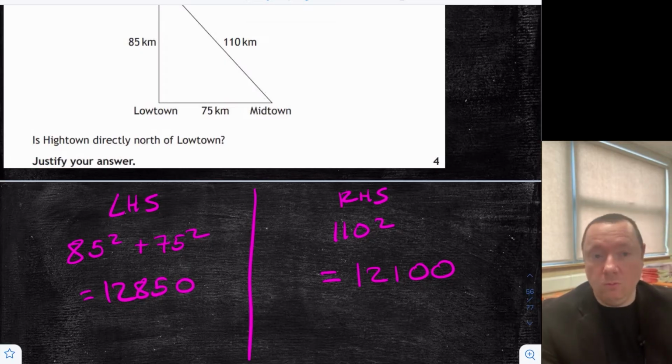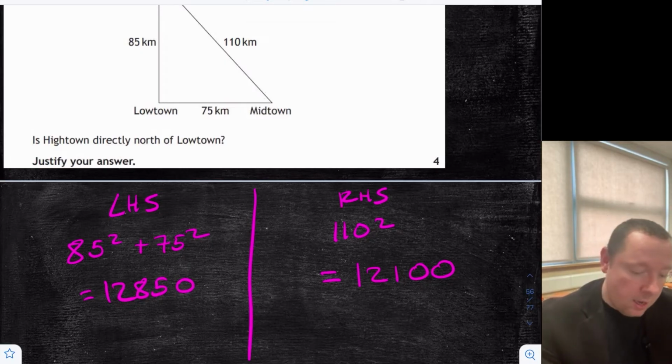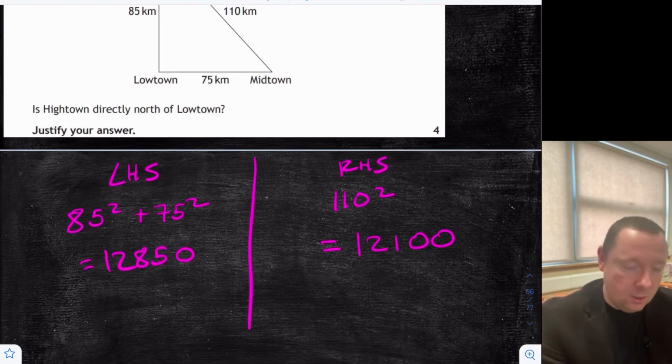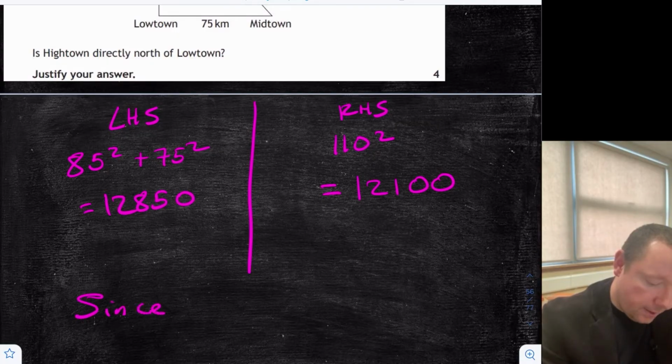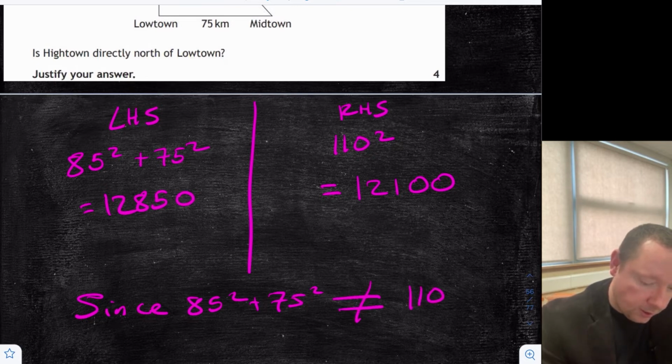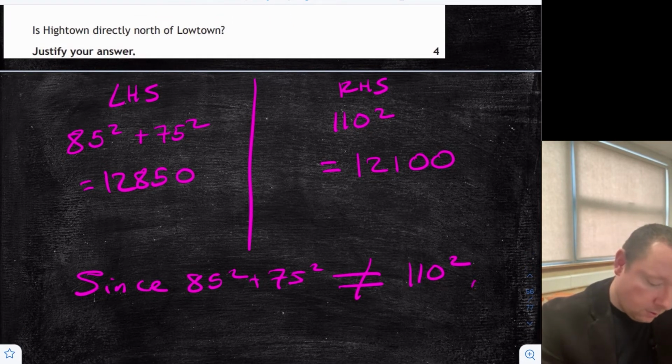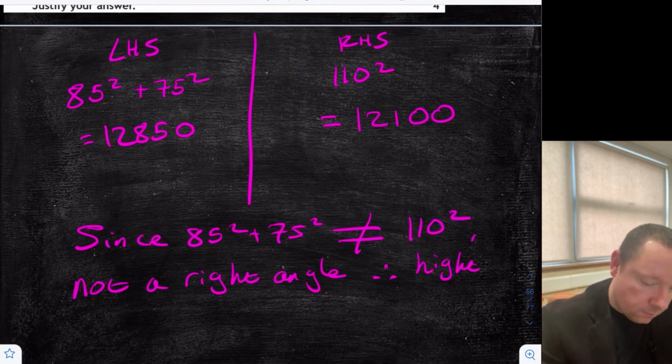Now, they're not equal. So then you can compare and say, well, if this plus this equals this, it is a right angle. But if this plus this does not equal this, it is not a right angle. So we just have to write that down. Since 85 squared plus 75 squared does not equal 110 squared, not a right angle, therefore High Town is not north of Low Town.